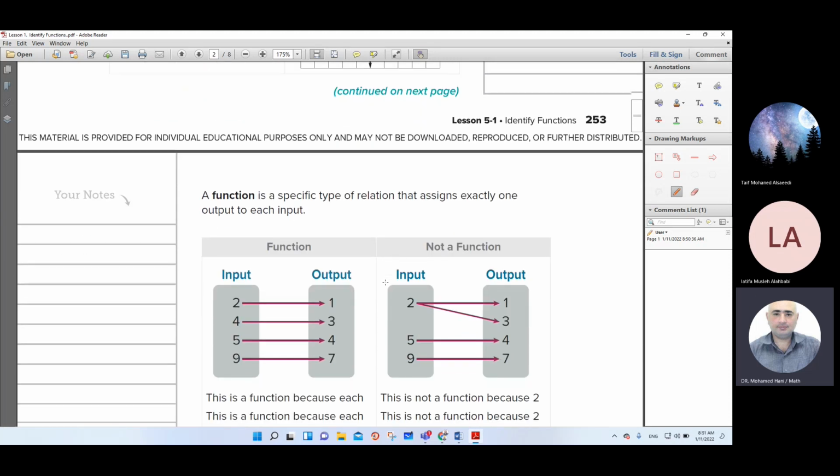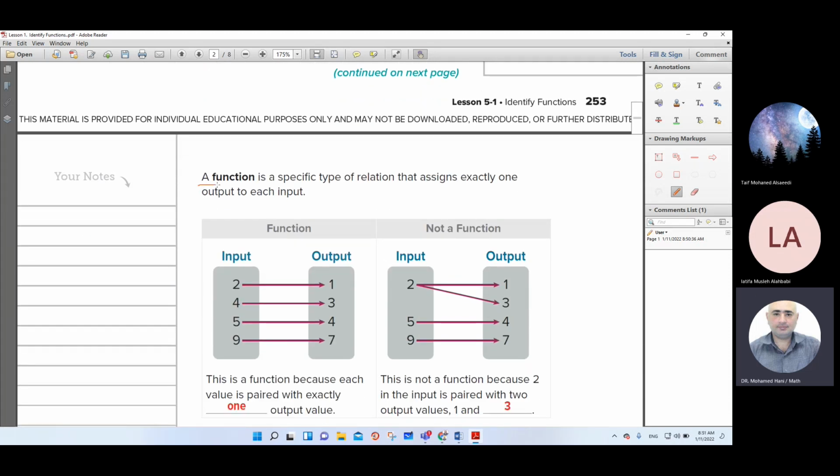So what's the meaning of the function? Our lesson. A function is a specific type of relation that assigns exactly one output to each input. Exactly one output to each input.